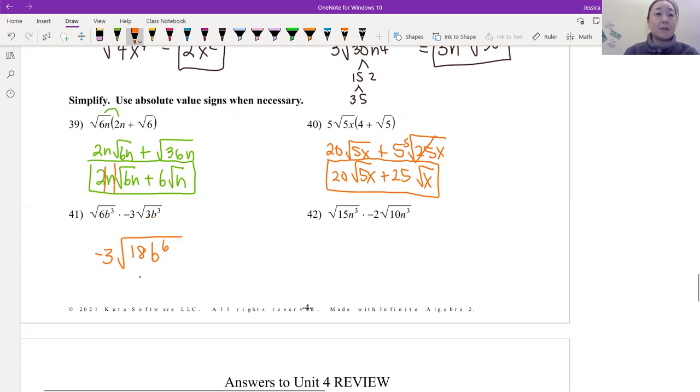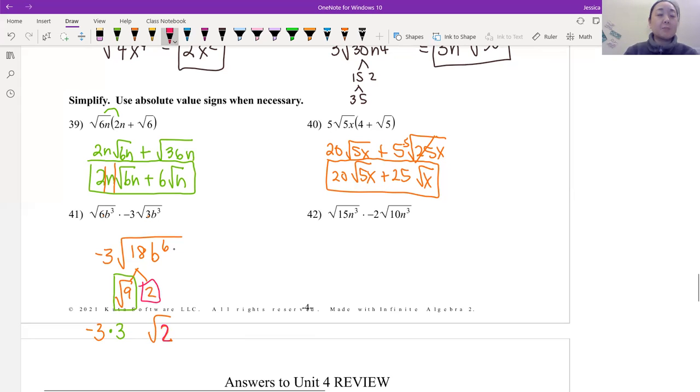And so I can simplify this. I know that 18 is just 9 times 2. That 9 is my perfect square, so the square root of 9 is what? 3. So here you go, there's a -3 times that 3. That's this guy right here. And what's inside the square root? The 2, this guy right here, that's my 2.